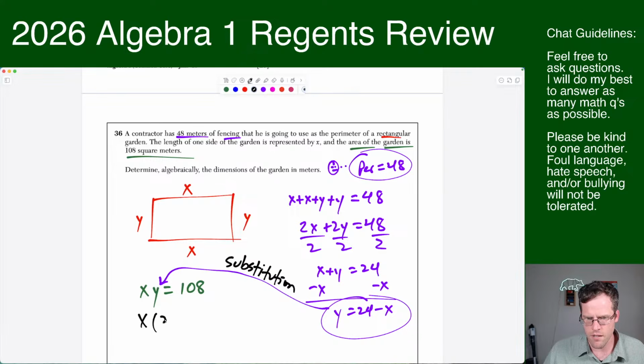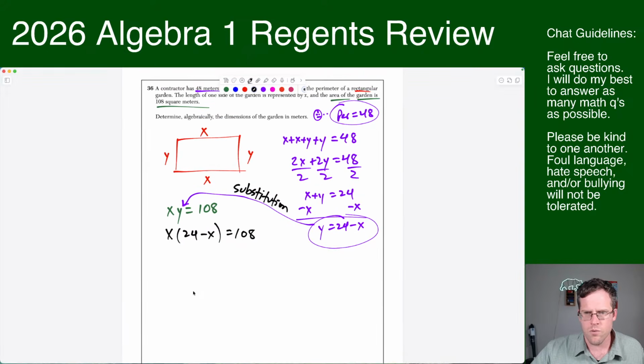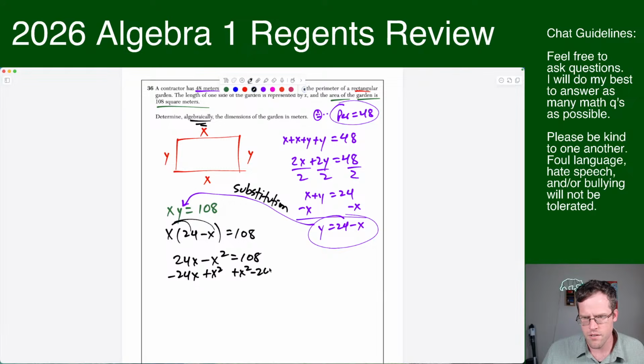Okay, so I get x times (24 minus x) equals 108. And now it's a quadratic, which we'll solve algebraically. So this makes 24x minus x squared equals 108. And now I can even just go plus x squared on both sides and minus 24x on both sides. So 0 equals x squared minus 24x plus 108.